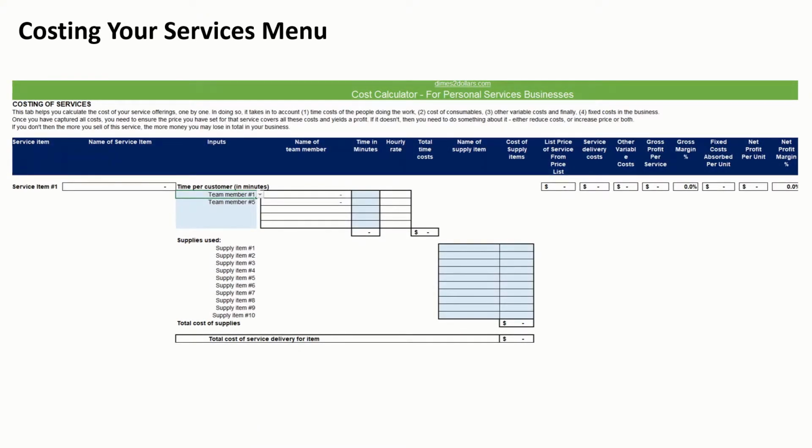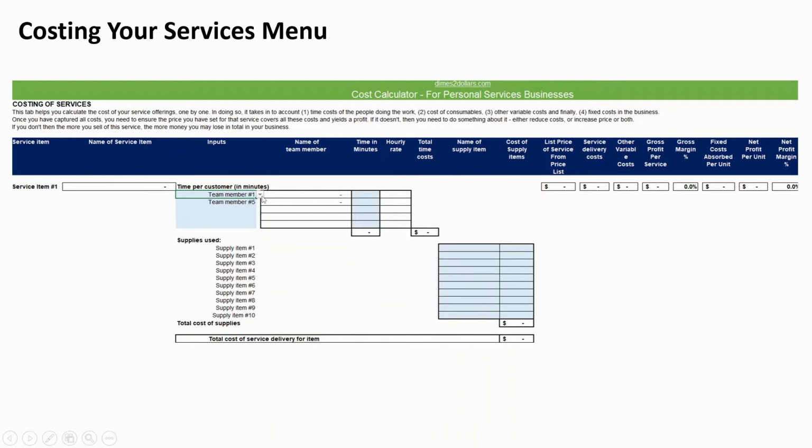Now this tab here is arguably the most important in the entire file because it helps you cost the true cost of providing services to customers in your business. So we take an example of the hair salon business. So let's say your service item number one is the women's haircut. You keyed it in the first tab, in the revenues tab. So the file is going to automatically pick it up here.